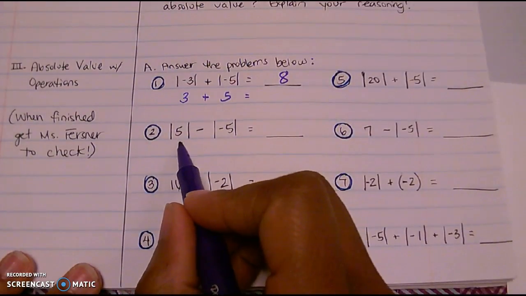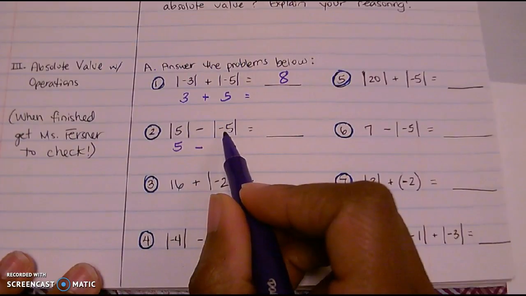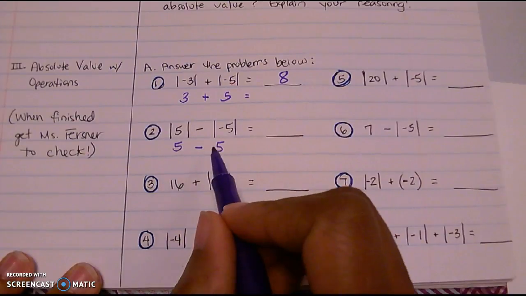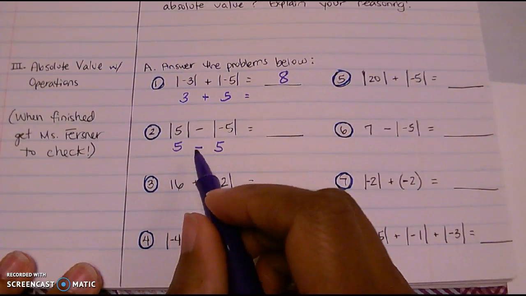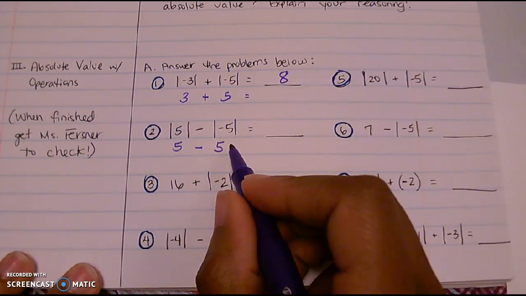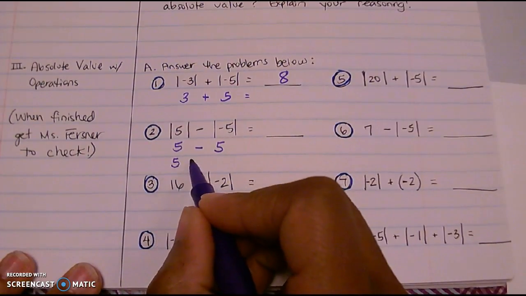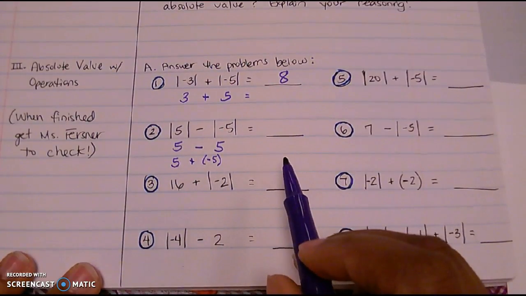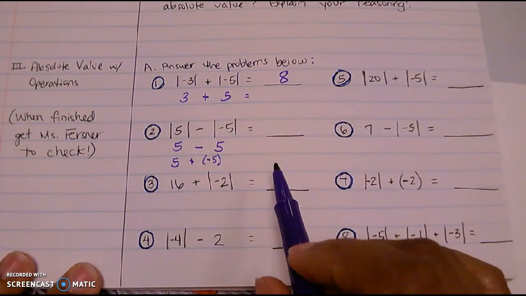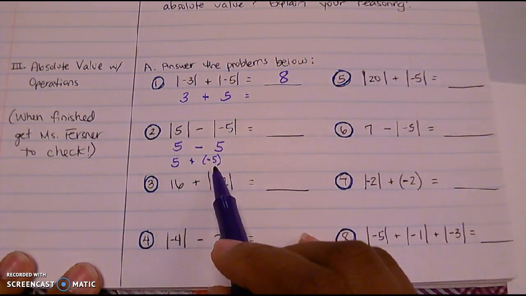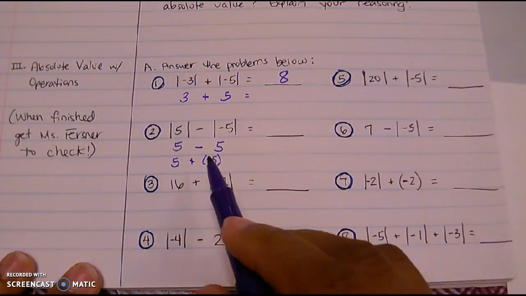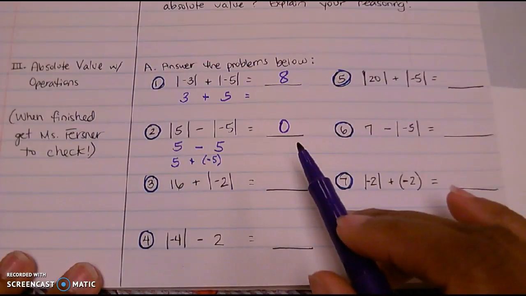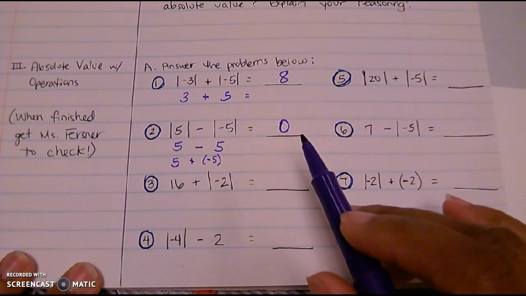Okay? Now if I move down here, the absolute value of 5 is 5 minus the absolute value of negative 5 is also 5. Now I have a subtracting integer situation. So I know that I need to change this to an addition problem. How do I do that? That becomes 5 plus negative 5. And then I can sing my song. Same signs add and keep, different signs subtract. These are two different signs. So I'm going to subtract. 5 minus 5 is going to give me 0. Now, keep in mind 0 means nothing, so 0 has no sign.